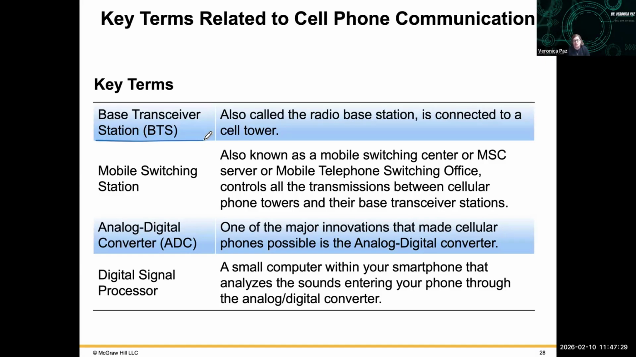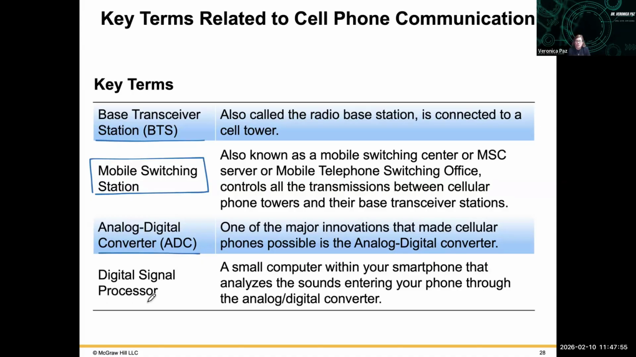So that's the base station and it's connected to the cell tower. Then you have a mobile switching station here. And that's like where you're kind of going from a mobile telephone switching office. This gives you the transmissions between the cell phone towers and the base receivers. You have an ADC, analog digital converter, right? And this is what makes your phone, your actual call possible.